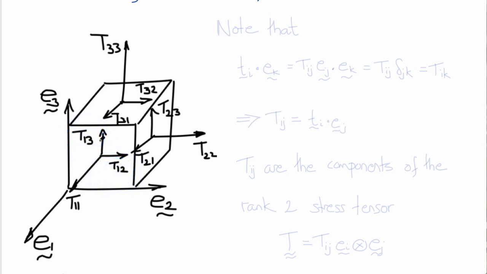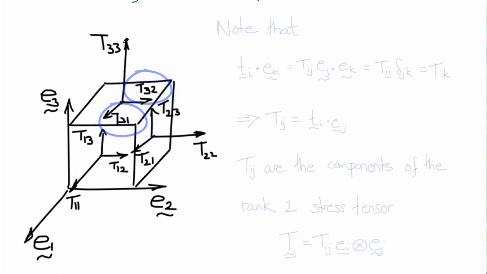Similarly, T22 is normal to the plane, the e2 plane, acting in the direction e2. And the shear components are T21 and T23. And similarly, T33 is the normal component, T31 and T32 are the shear components.